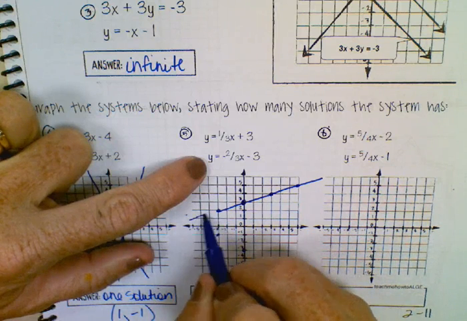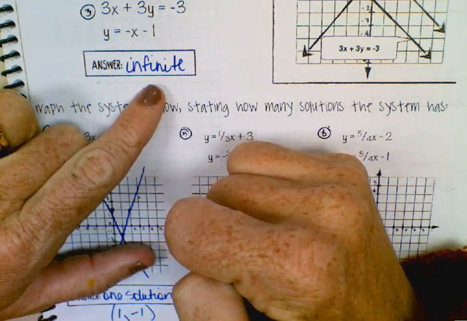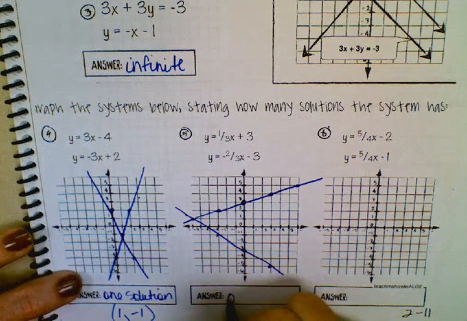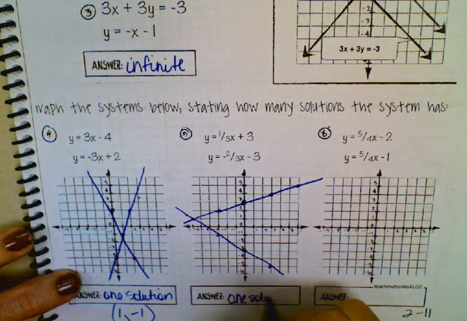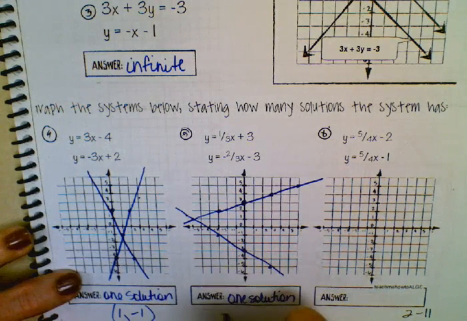These lines you need to continue all the way out to see what that behavior is going to be, if there's lines that are going to touch or not. These lines do touch, and you would have one solution. And it looks like that solution is out at negative 6, 1.